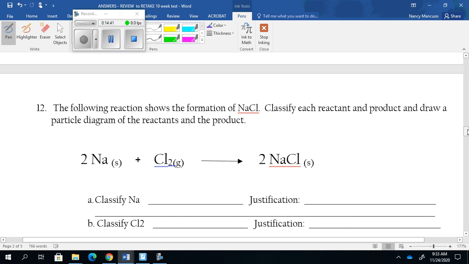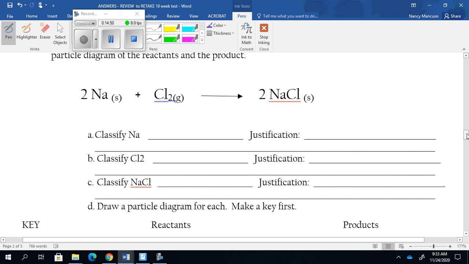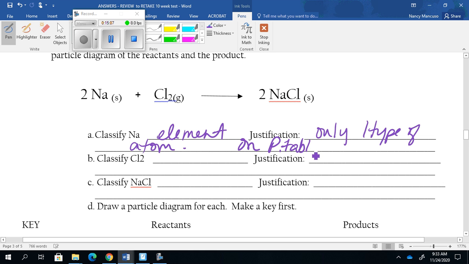The following reaction shows the formation of NaCl. Classify each reactant and product and draw a particle diagram of the reactants and the product. All right, so Na is an element. That's how I would classify it. And my justification is it is only one type of atom, and it is also on the periodic table. It's called the periodic table of elements. If it is on there as just one thing, it is an element.